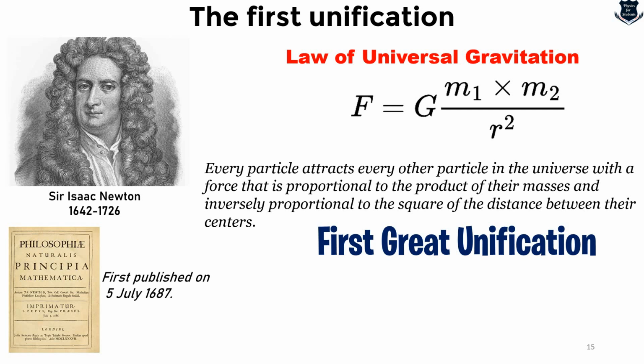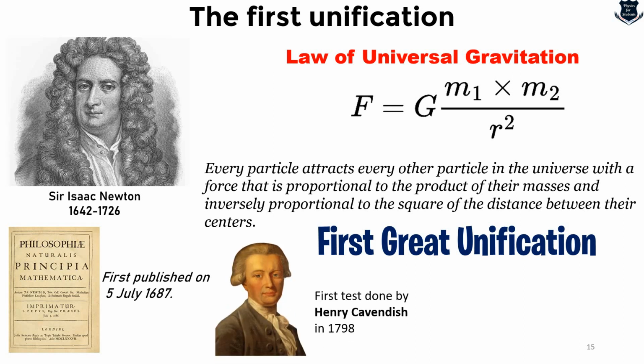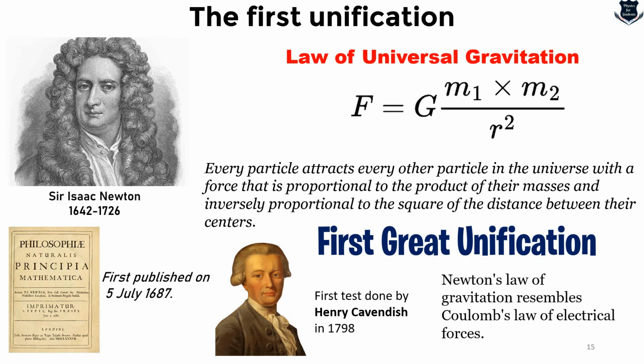Philosophiae Naturalis Principia Mathematica, published with the help of Edmund Halley, was first published in 1687, and it changed the entire law of classical mechanics. I have talked about this publication, with a lot of interesting stories, in my talk with Francesco Cavina, which you can look up as Demystifying Einstein's Field Equations. The first test of this capital G, the value, was done by Henry Cavendish in 1798, much later after the formulation, and Newton's law also resembles Coulomb's law. So now you see the first unification is done by Isaac Newton, where we unified physics and astronomy.